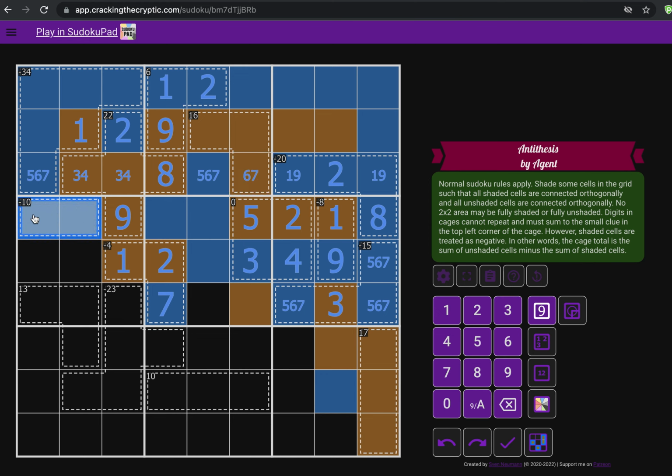Can we crack the 10 now? 1928 cannot. 3746 can. 3746, but 4637, we've already got a 3 in that cage. So that is 37 and 46.